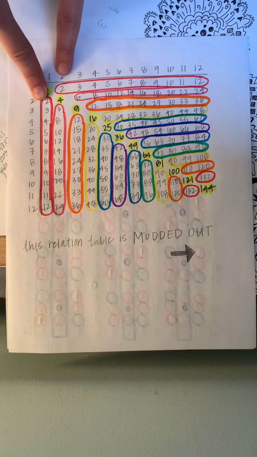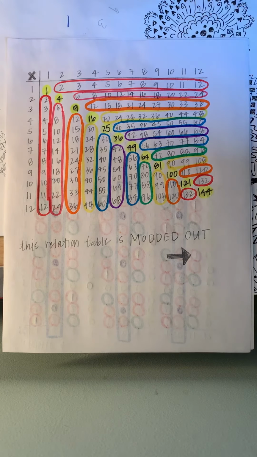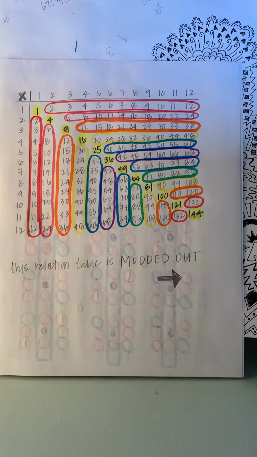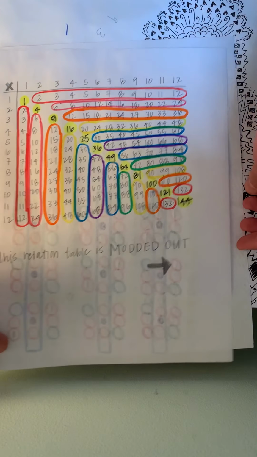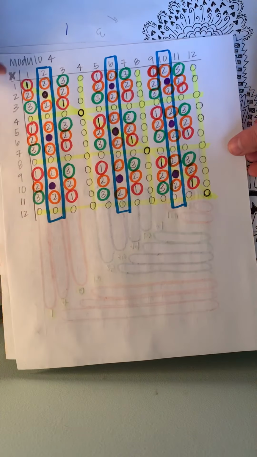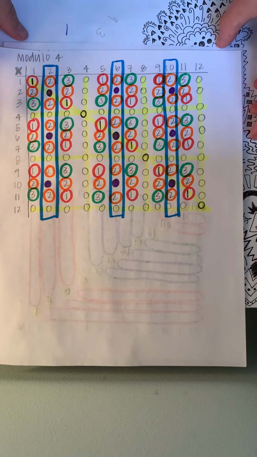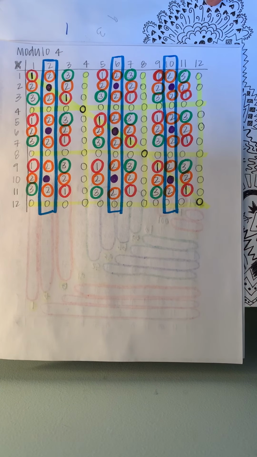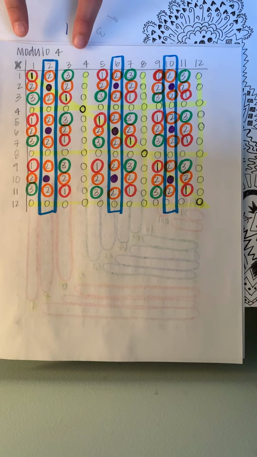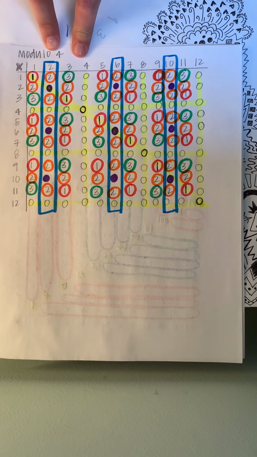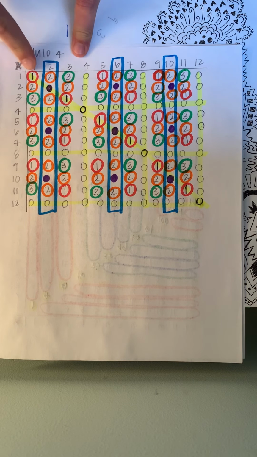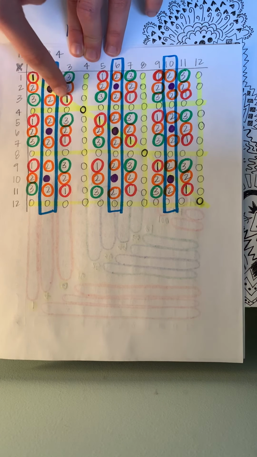I'd like to go over to a modded out relation table that I found on the next page. So this is just the same kind of table. It's 12 by 12, reduced by modulo 4. And here again, I have the perfect squares highlighted.